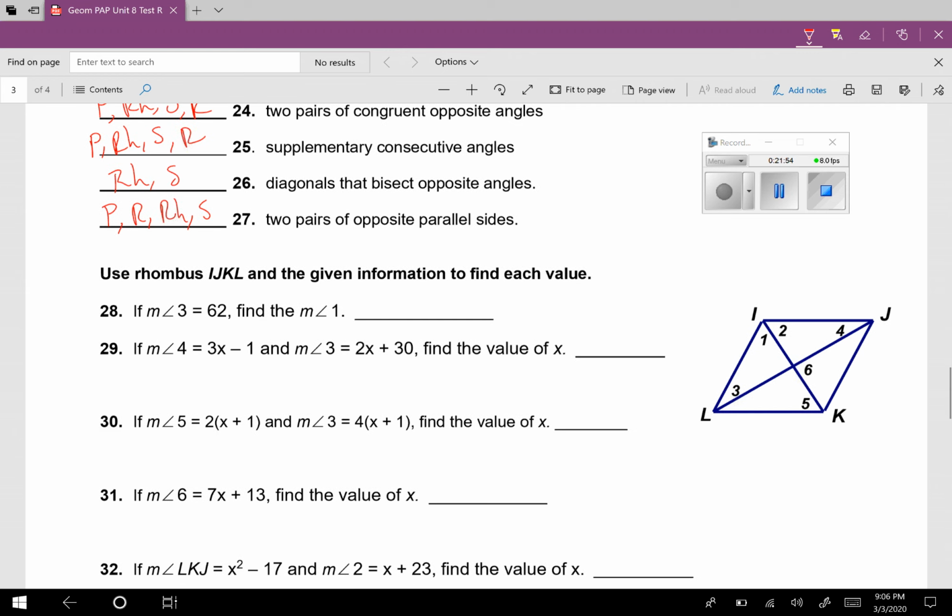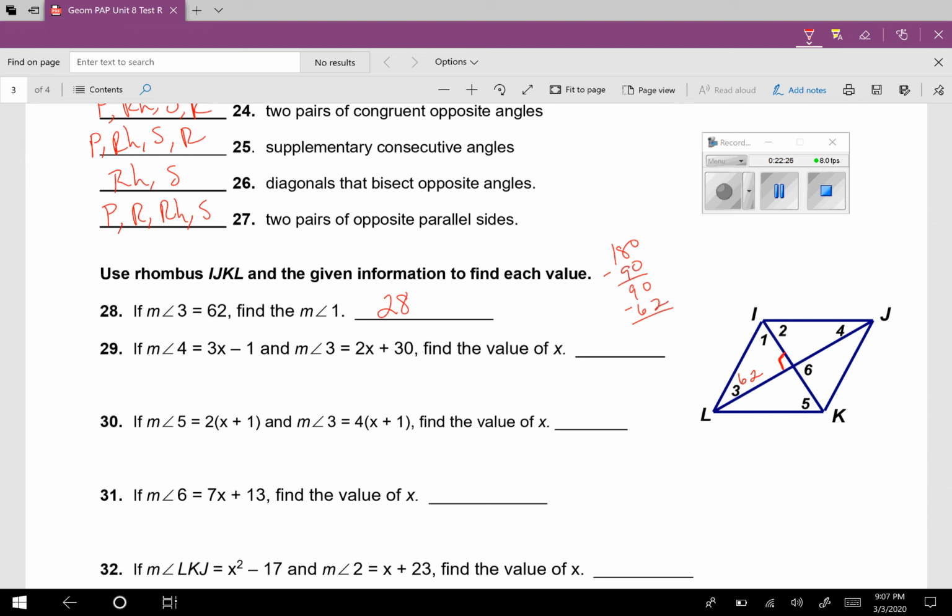Okay. Use rhombus IJKL and the given information to find each value. Okay, the measure of angle 3 is 62. Then find the measure of angle 1. Okay, so this here is 90. So do 180 minus 90, which is 90, and then take away 62. So 90 minus 60 is 30. Take away 2 more, so it's going to be 28.